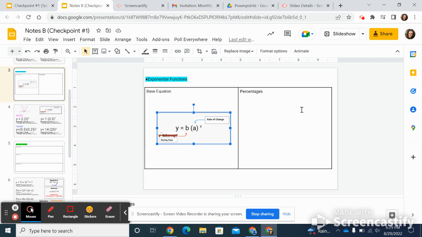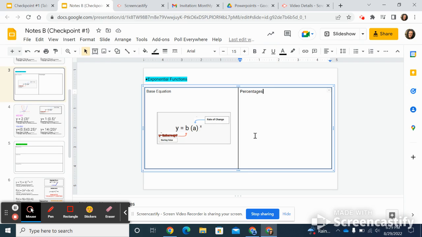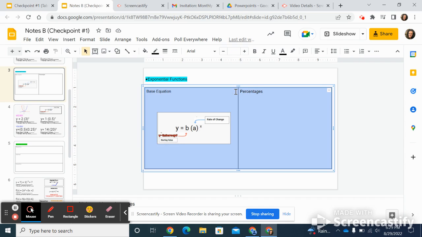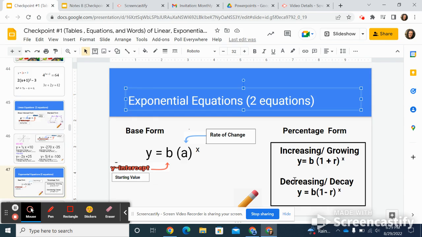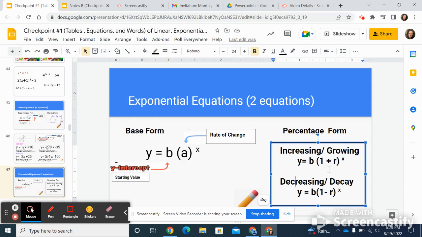Now, just like linear, there's also an equation that's not used as much, but it is still considered exponential. And that has to do with percentages. If you ever see a percent sign, you're going to have to use this equation. So back to our slide here. This is what the percentage form looks like. There are two, but it's just because one represents if you're increasing or getting bigger, and one represents if you're decreasing or getting smaller. The only difference is the increasing has a plus sign and the decreasing has a minus sign, but everything else is the same. And I want you to notice the reason this is exponential is because I see a letter in the exponent.